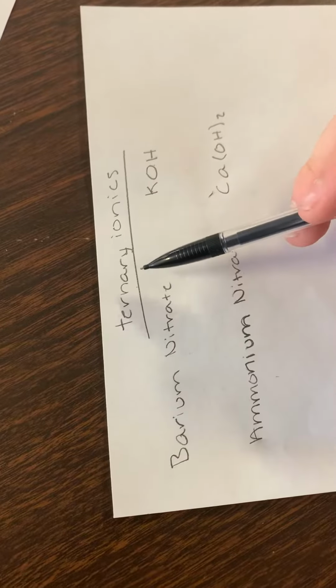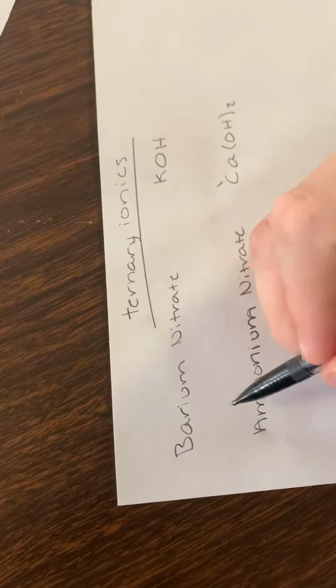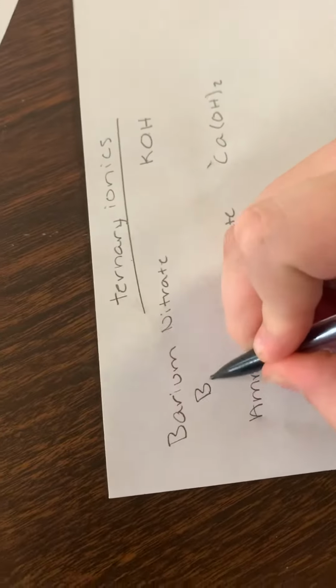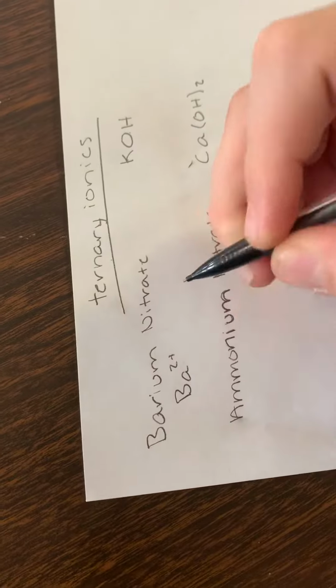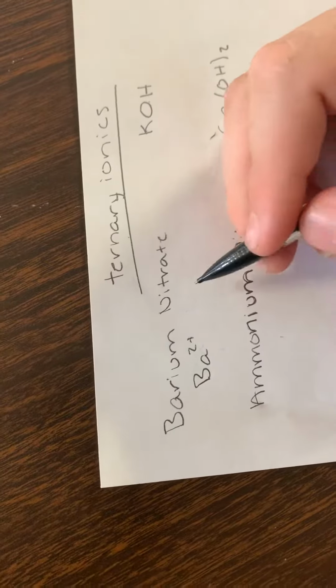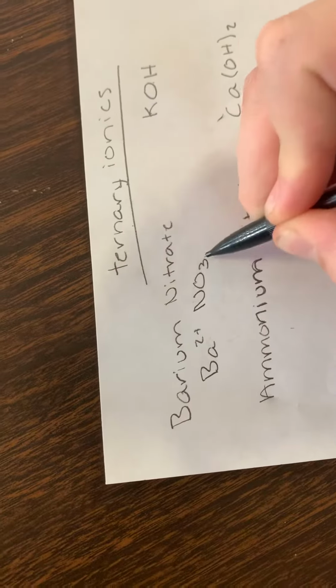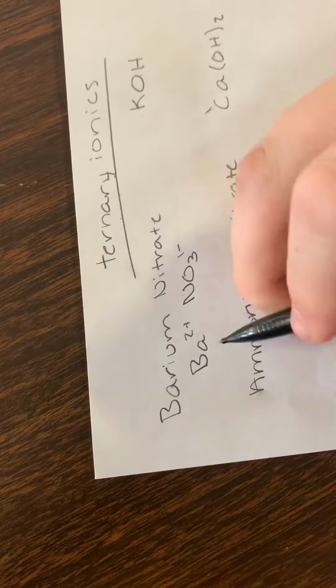Today we're gonna do ternary ionics, and first we have barium nitrate. Barium is going to be located on our periodic table in the second column right here. It's gonna be under Ba, so it's gonna be Ba with the +2 charge. Nitrate's gonna be inside of our polyatomic ion sheet, but I do not have that with me, but I know it. It's NO3 to the -1 charge.